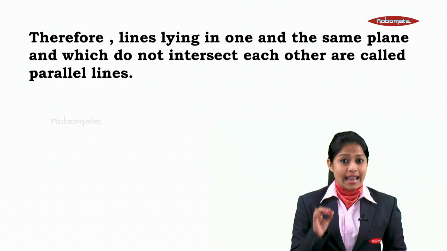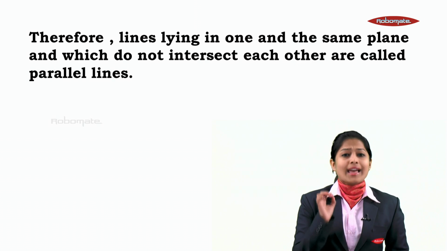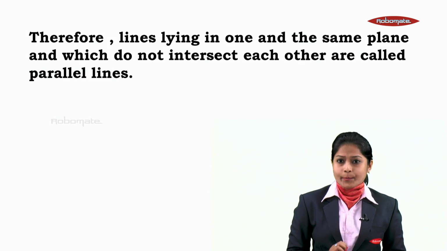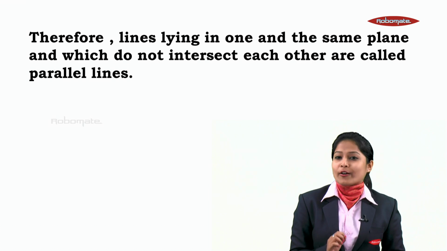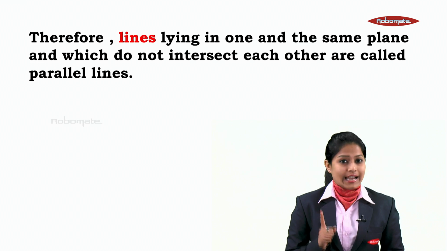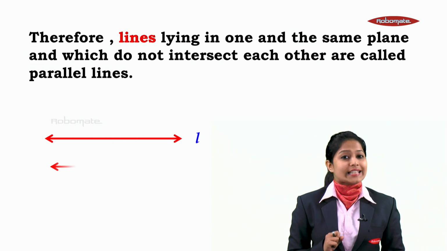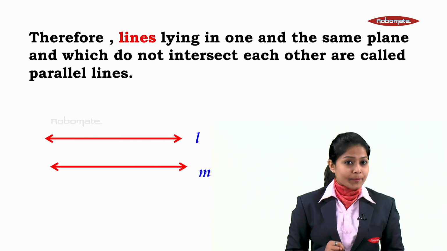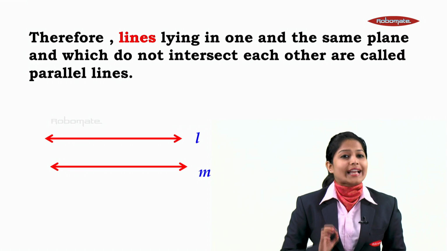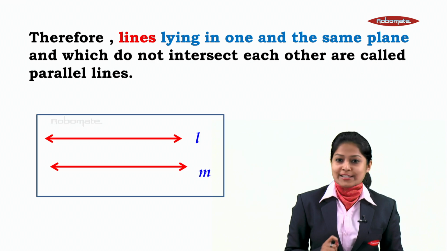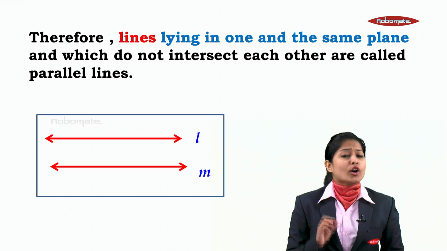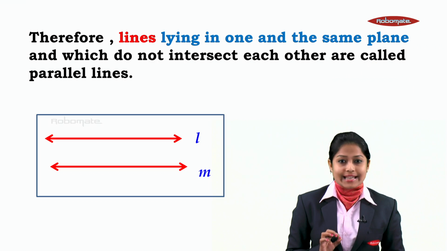So let us define parallel lines. Lines lying in one and the same plane and which do not intersect each other are called parallel lines. Taking two lines, line L and line M, lying in one and the same plane. Same plane means a flat surface, and which do not intersect.